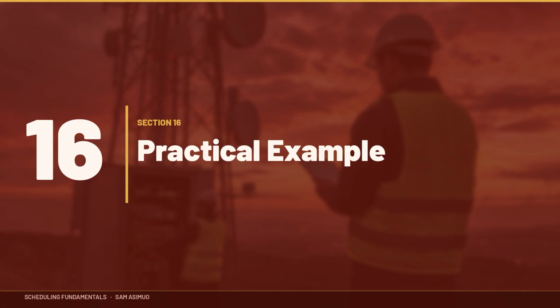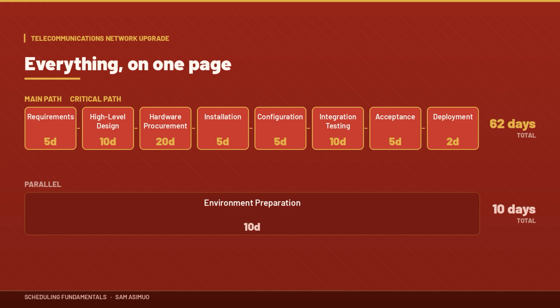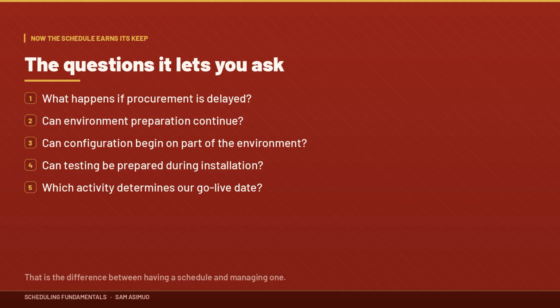Section 16. A practical example. Let's bring everything together. Imagine I'm managing a telecommunications network upgrade. Our major activities are requirements, 5 days. High-level design, 10 days. Hardware procurement, 20 days. At the same time, environment preparation, 10 days. Once hardware and the environment are ready, installation, 5 days. Configuration, 5 days. Integration testing, 10 days. User and operational acceptance, 5 days. Production deployment, 2 days.